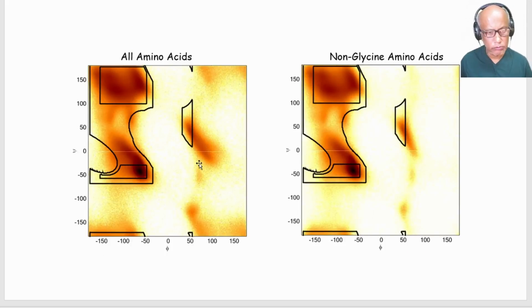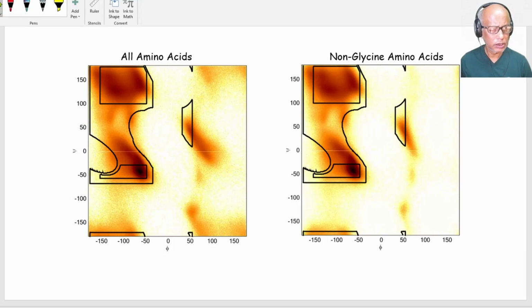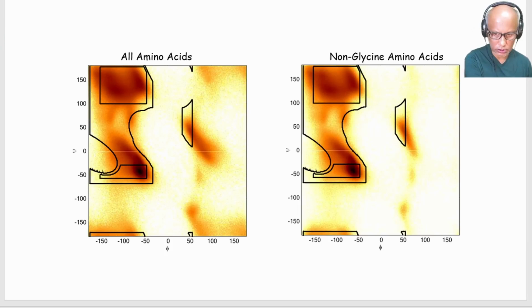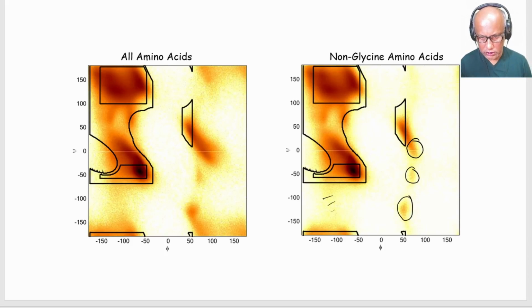So in fact, if we remove the glycine residues from our data set, and then plot them again, what indeed we find is that the bulk majority of the points are within the allowed regions, and a very few of them are still outside, of course. There are some here, for example. This looks like another cluster here, another cluster here, which are still outside, and some in this region also.